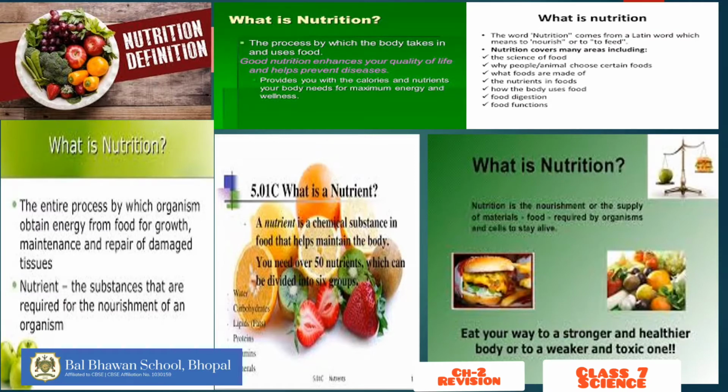Coming to the first point, nutrition. What is nutrition? It is the process by which the body takes in and uses food. The word nutrition is derived from a Latin word meaning to nourish or to feed. Nutrition is the process by which an organism takes in food and utilizes it. And what is a nutrient? A nutrient is a chemical substance in food which helps in maintaining the body. So, nutrition is the entire process by which an organism obtains energy from the food, and that energy is then used for growth, maintenance, and repair of damaged tissues.